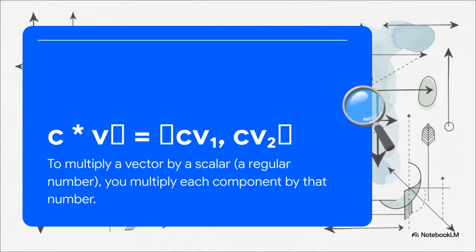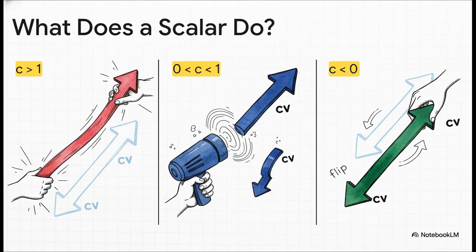Next up is scalar multiplication. And please, don't let the name intimidate you. A scalar is just a fancy word for a plain old number, like 2, or -10, or even 1/2. When you multiply a vector by a scalar, you just pass that number out to each part of the vector. That's it. So what does this actually do to the arrow?